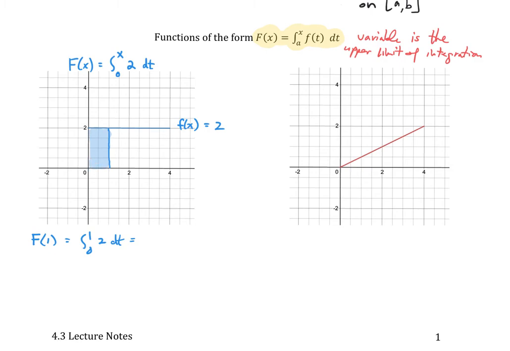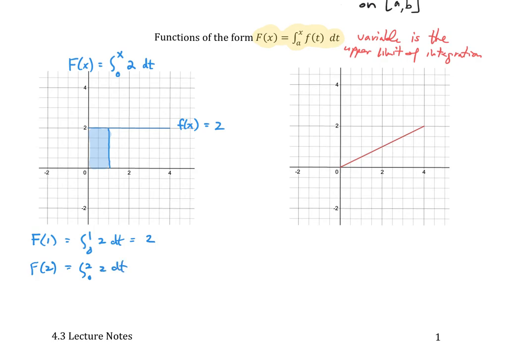And I hope you can see that the height of the box is 2 and the width of the box is 1. So 2 times 1 is equal to 2. What if we looked at f of 2? What would that look like? Well, in that case, we would just integrate from 0 to 2 the constant function 2 dt.